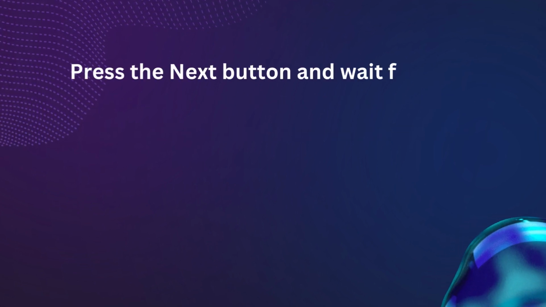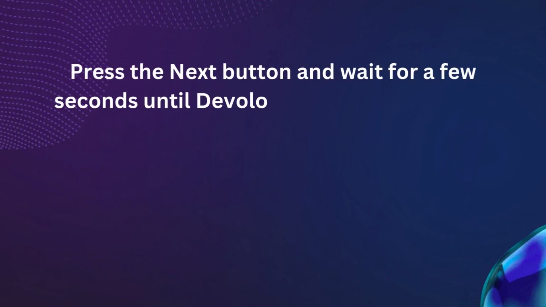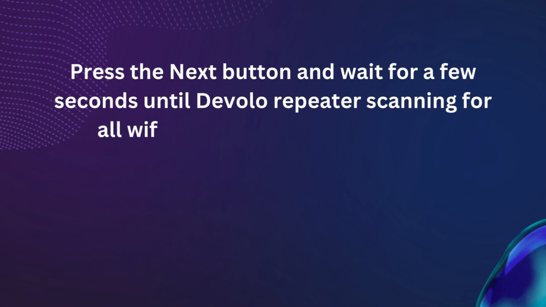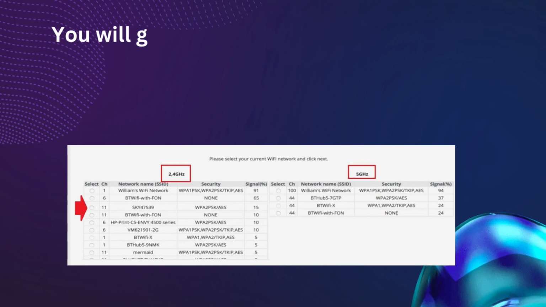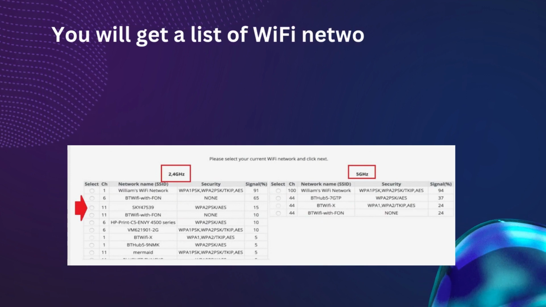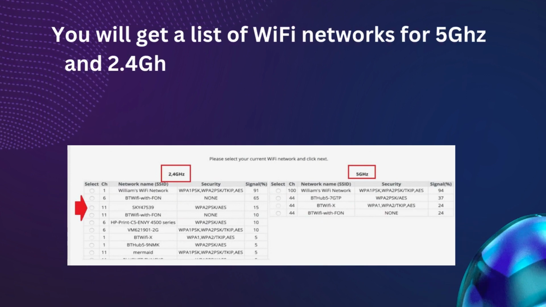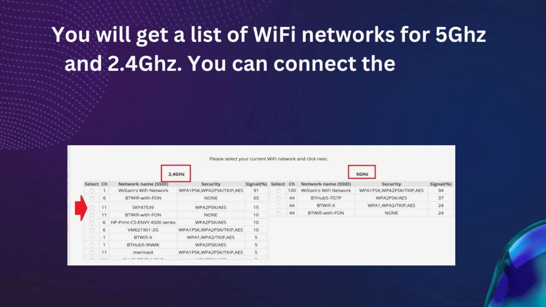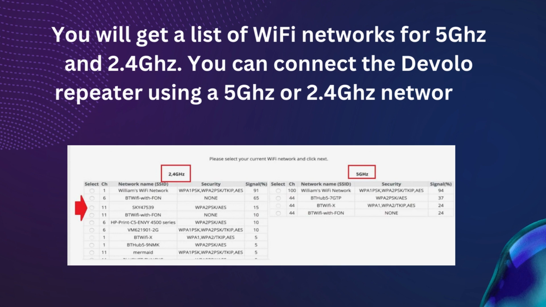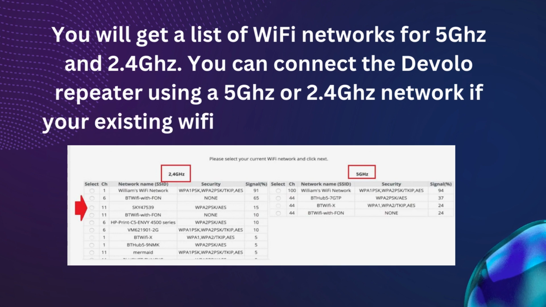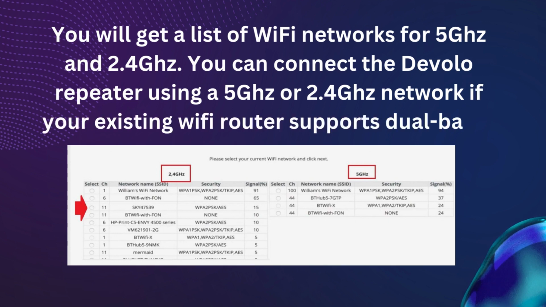Press the next button and wait a few seconds while the Devolo repeater scans for all Wi-Fi networks running nearby. You will get a list of Wi-Fi networks for 5 GHz and 2.4 GHz. You can connect the Devolo repeater using a 5 GHz or 2.4 GHz network if your existing Wi-Fi router supports dual band.